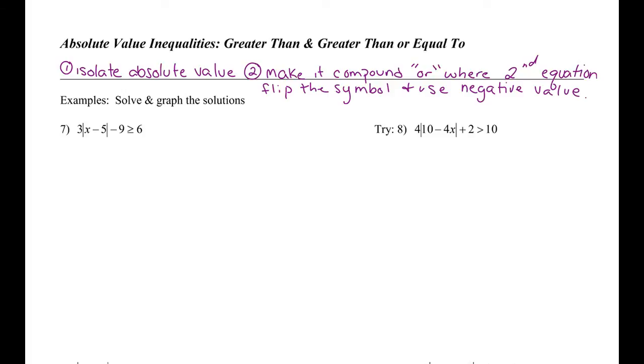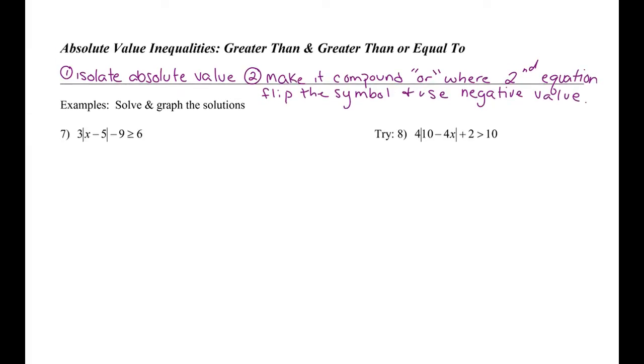So looking at example 7, I want to start the same way by getting the absolute value by itself. So we're going to add 9 to both sides to get 3 times the absolute value of x minus 5 is greater than or equal to 15. And then going to divide both sides of the equation by 3 to get the absolute value of x minus 5 is greater than or equal to 5.